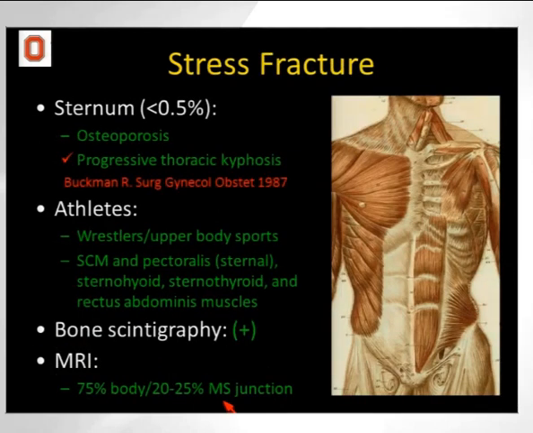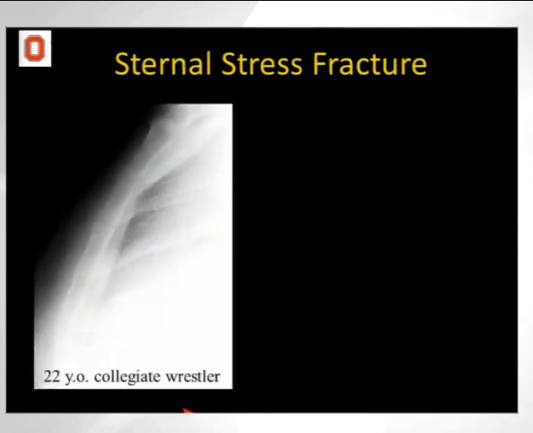Stress fractures are relatively uncommon in the sternum. There are classically two different types, one from osteoporosis resulting in progressive thoracic kyphosis, and the other is in athletes. They have bulky musculature that are always competing for their space and pulling the sternum in different directions. We expect the bone scan to be positive. Notice that on MRI, 3/4 will occur in the body and about 25% in the manubrial-sternal junction.